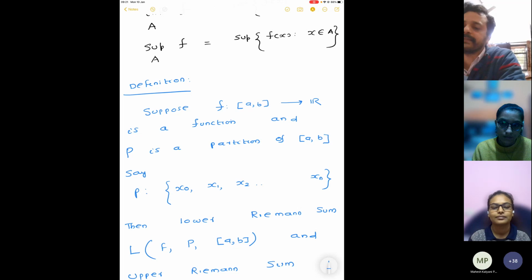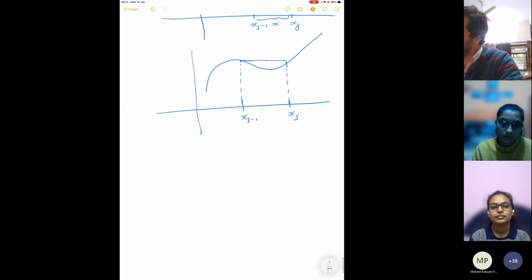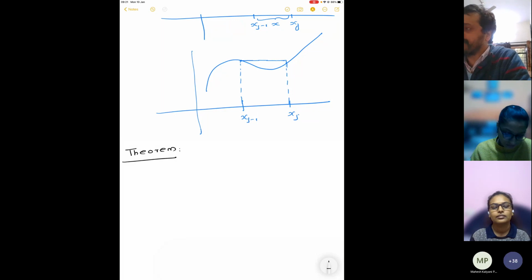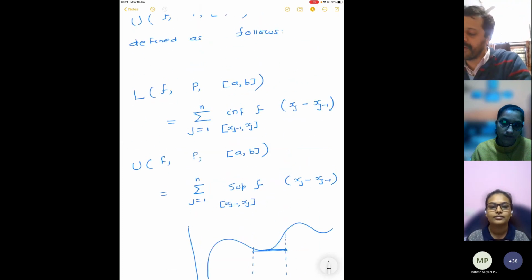So basically we are trying to compare lower and upper Riemann sum when the partition changes. Okay. And that is given by the next theorem. I will not prove these theorems. Basically, we want to compare lower Riemann sum corresponding to different partitions and upper Riemann sum corresponding to different partitions. Before that, for the same partition, it should be clear that lower Riemann sum is less than or equal to upper Riemann sum. It is very clear, right?